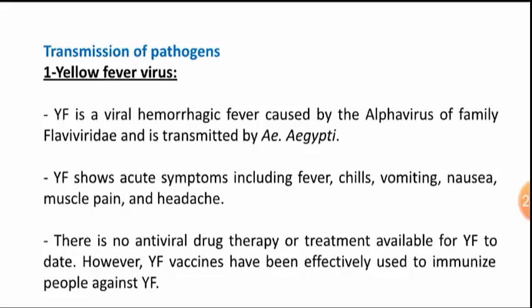Transmission of pathogens by Aedes. Number 1. Transmit yellow fever virus, which is caused by a virus of family Flaviviridae and transmitted by Aedes aegypti. It shows acute symptoms including fever, chills, vomiting, nausea, muscle pain, and headache. There is no antiviral drug therapy or treatment available for yellow fever to date. However, vaccines have been effectively used to immunize people against yellow fever.